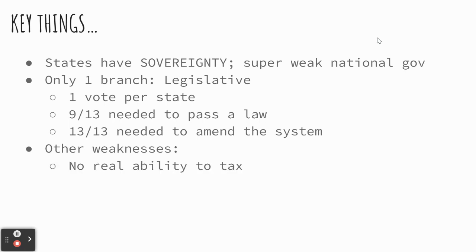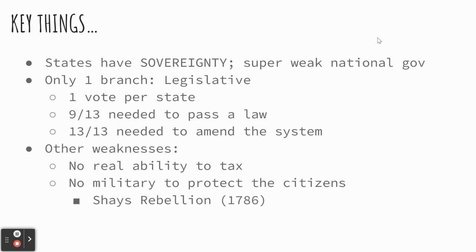Other basic weaknesses of the Articles of Confederation system: there's no real ability to tax. So that's a problem. That's because they feared that with that situation with England, so they didn't give the national government the ability to tax. Only the state governments could tax. And it also meant no military to protect the citizens as well. Remember, one of the things we talked about was Shays' Rebellion, this farmer revolt that really showed how dangerous things were without a coordinated national military system.